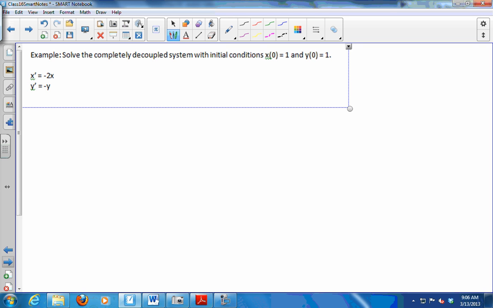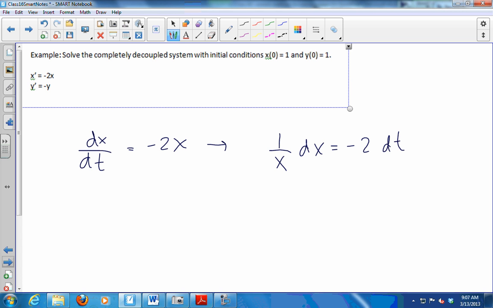So if x prime is negative 2x and y prime is negative y, we can solve each of those equations independently of the other. We could use separation of variables, or any of the techniques from chapter 1. So if dx/dt is negative 2x, then 1 over x dx equals negative 2 dt. Just separate variables, integrate, and we get ln of x is equal to negative 2t plus c.